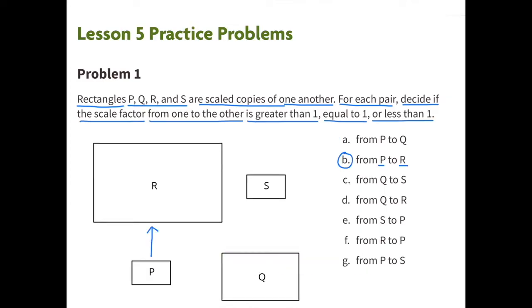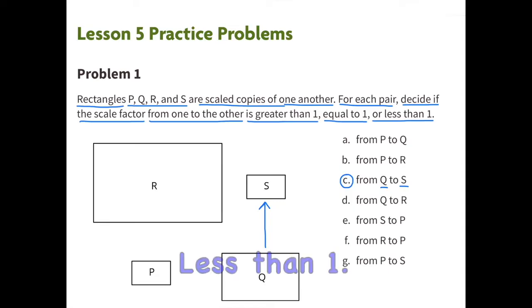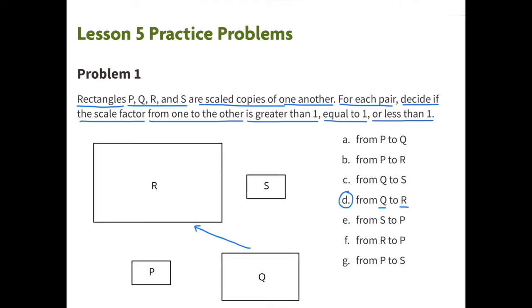B. From P to R. The scale factor is also greater than 1. R is a larger scaled copy than P. C. From Q to S. The scale factor is less than 1. S is a smaller scaled copy than Q. D. From Q to R. The scale factor is greater than 1. R is a larger scaled copy than Q.